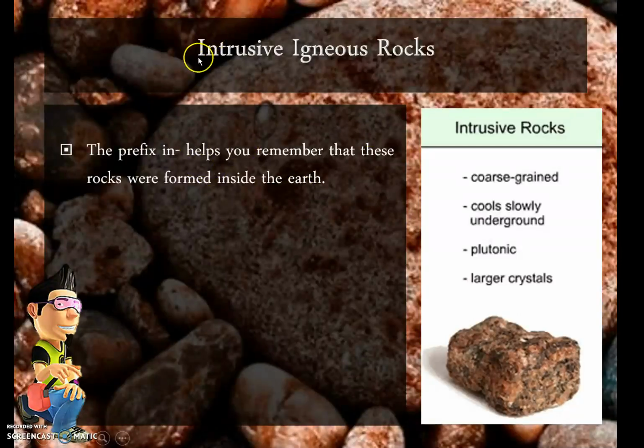So a great way to remember intrusive igneous rocks is the prefix in. It tells you that these rocks were formed inside the earth, underneath the crust. So as I've mentioned, intrusive rocks, as it says over here on the right, are coarse-grained, cool slowly underground, are plutonic, and have large crystals, because the slow cooling time allows those crystals to form.